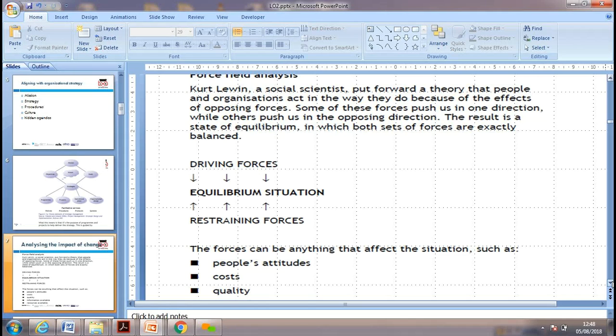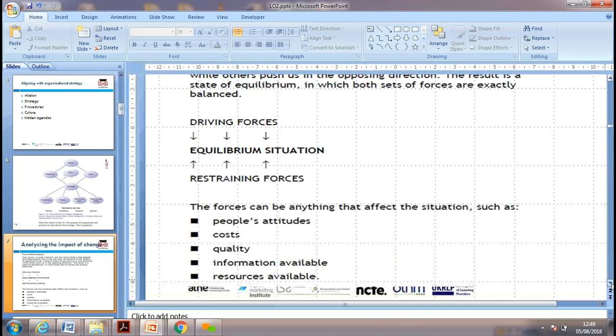Lewin. This is the model which he gave: driving forces. So we need to look around the driving forces that really force us to change. We need to look around the equilibrium situation, restraining those people against us. So we need to look for the balance somewhere in between, where we can meet the interest of the different stakeholders as well as the project. The forces can be anything that affects the situation, such as people's attitudes towards the cost, the quality, the information available, and resources available. So these are the forces we need to focus on. Any question?